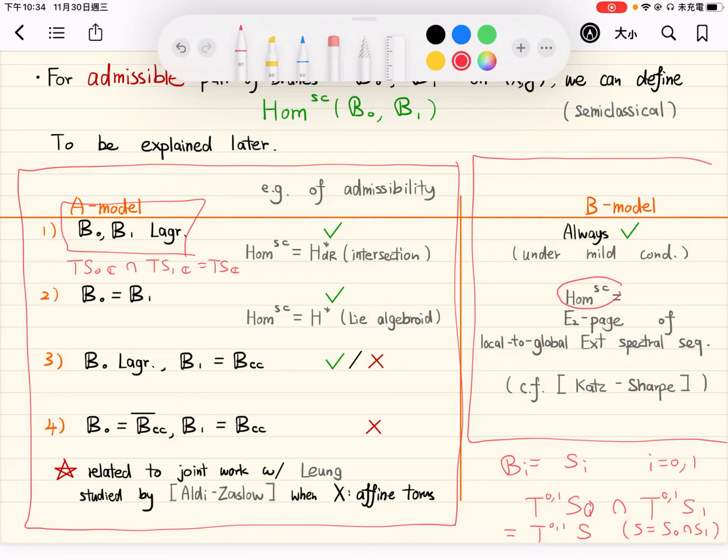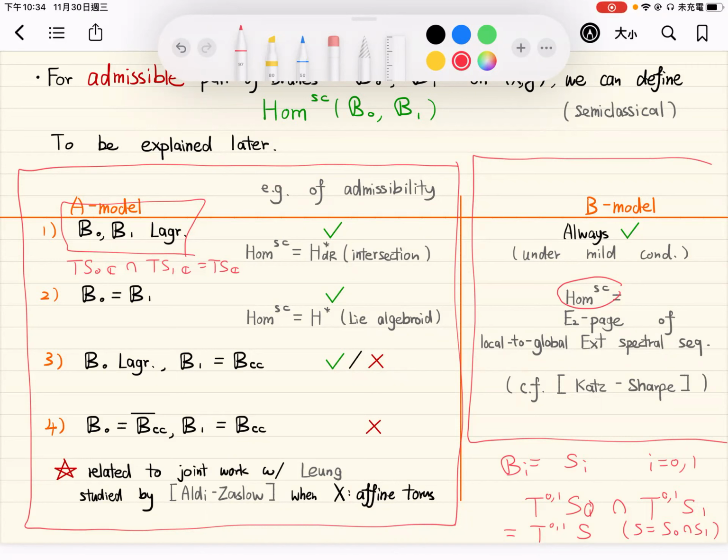Of course, this is not really an honest Hom space for two Lagrangian A branes, because we know that the honest Hom would be computed by the Floer homology. But what I said is that this is a semi-classical approximation. If we ignore the instanton correction, that might be a definition for the Hom semi-classically.